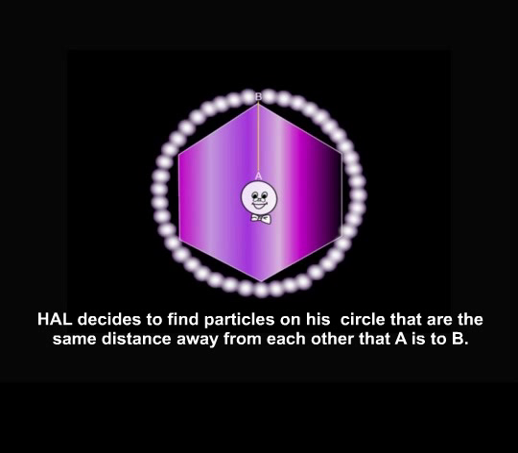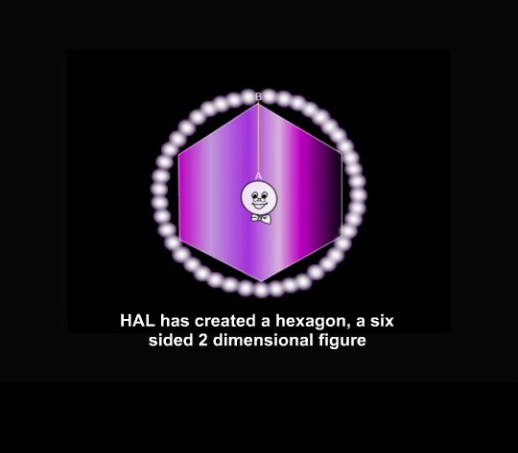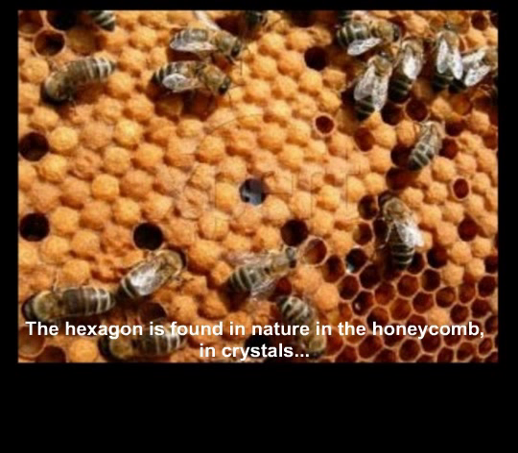Hal decides to find particles on his circle that are the same distance away from each other as A is to B. To his delight, he discovers that there are exactly 6 particles, all equally spaced around the circle. Hal has created a hexagon, a 6-sided, 2-dimensional figure. The hexagon is found in nature, in the honeycomb, in crystals, and in snowflakes.